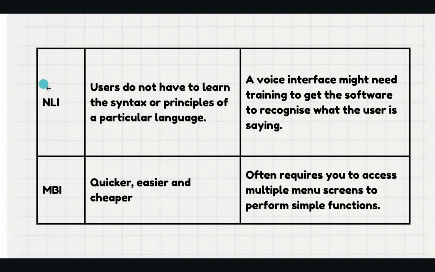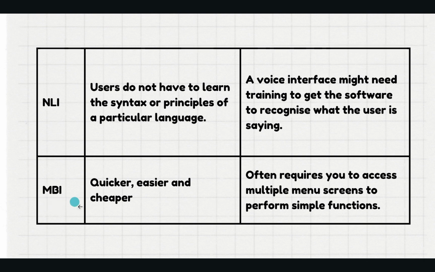Next one are NLI or MBI. So NLI, its pro is that the user does not have to learn the syntax or principles of programming languages. As you know, NLI is our natural language, English. However, a voice interface might need training to get the software to recognize what the user is saying. So with a voice interface, when you say something, it needs some training so that the software can adapt to what this user is saying.